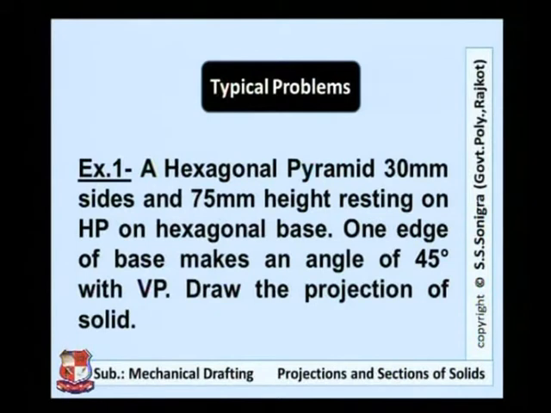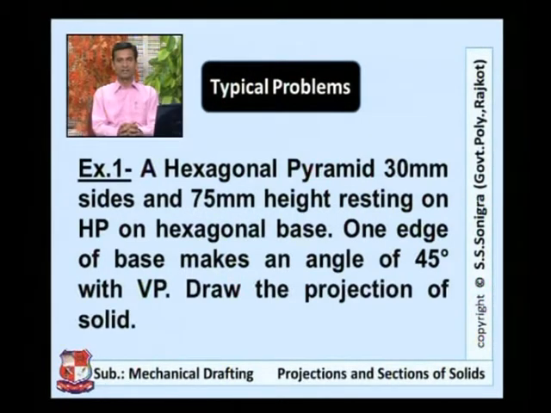Now, the first problem of this chapter. The data is given like this. A hexagonal pyramid, 30 mm sides and 75 mm height, is resting on HP on its hexagonal base. One edge of the base makes an angle of 45 degrees with the vertical plane. Draw the projections of the solid.